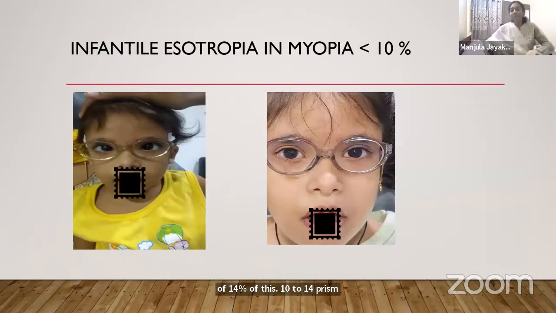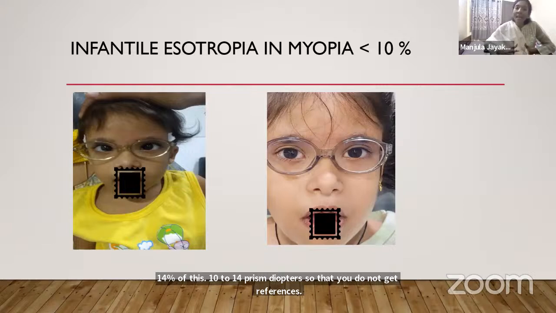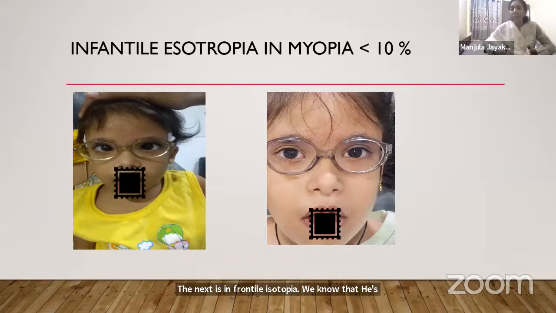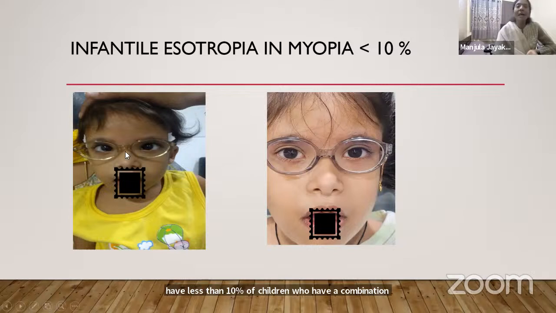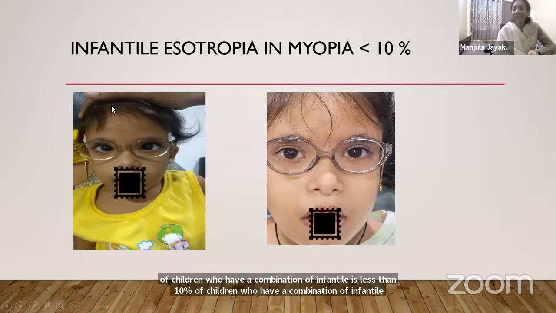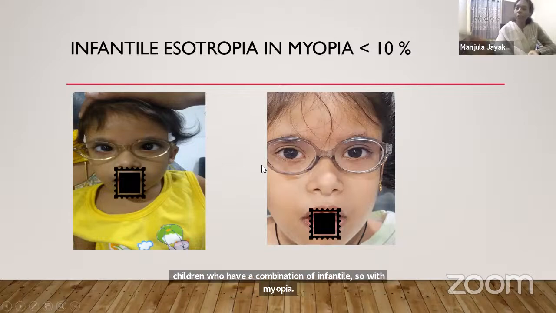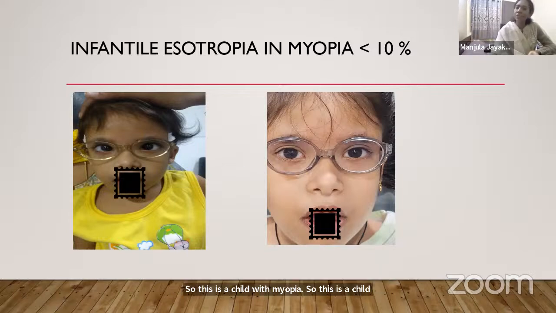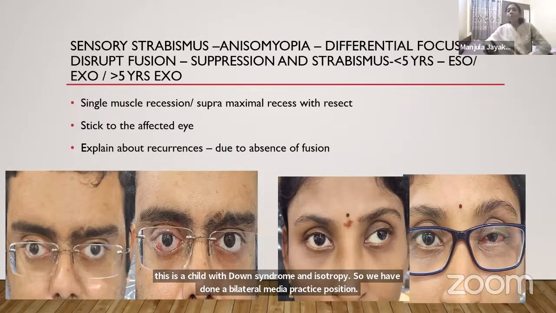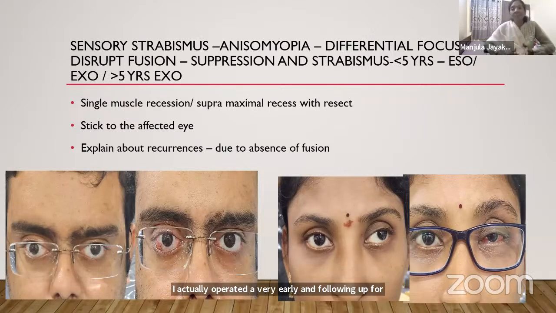The next is infantile esotropia. We know that infantile esotropia is associated with hyperopia. This is the common rule. But in fact, we can have less than 10% of children who have a combination of infantile esotropia with myopia. So this is a child with Down syndrome and esotropia. We have done a bilateral medial rectus recession. I had actually operated her very early and have been following her up for more than 5 years now. She's doing well.